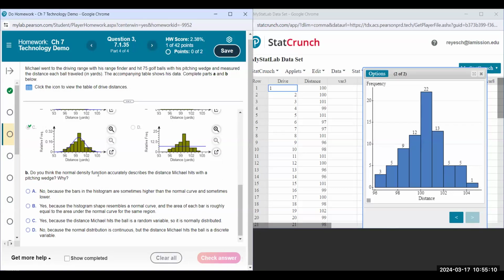Do you think this normal density function accurately describes the distance? Yes, because it's pretty bell-shaped. Yes, because the histogram shape resembles the normal curve and the area of each bar is roughly equal to the area under the curve for the same region. Yes, because the distance Michael hits the ball is a random variable, so it's normally distributed. No, if I hit the ball, it's still a random variable, but that doesn't mean mine is necessarily going to be normally distributed. We don't know if that would happen. We'd have to do some studies to see if that would happen.